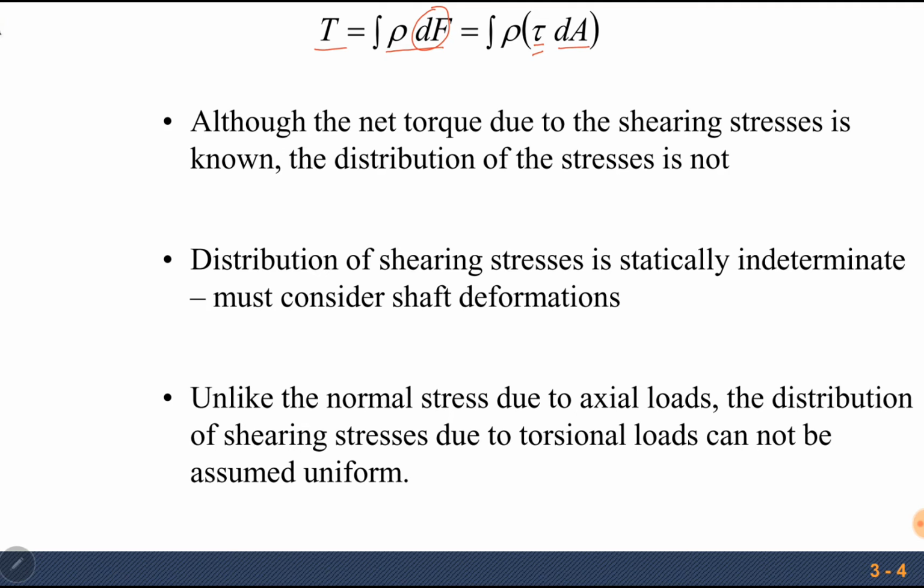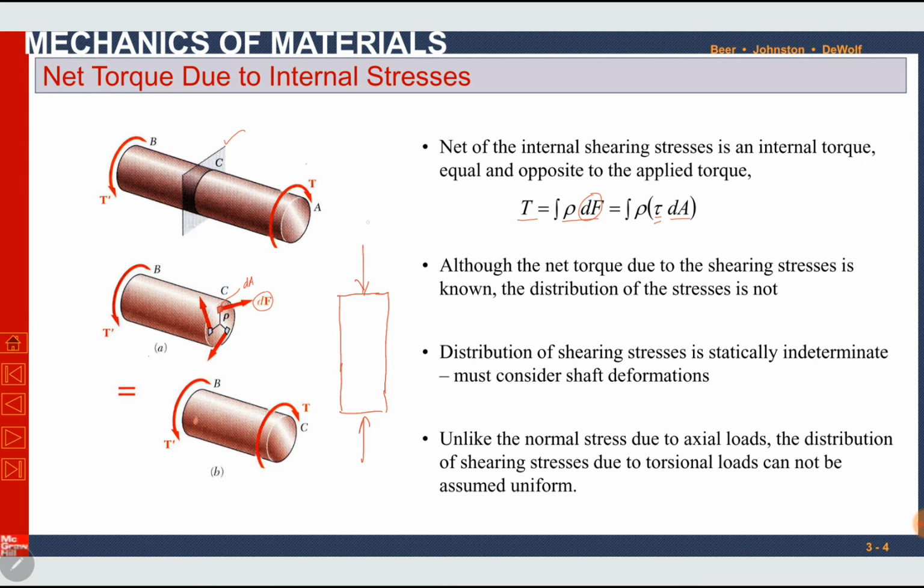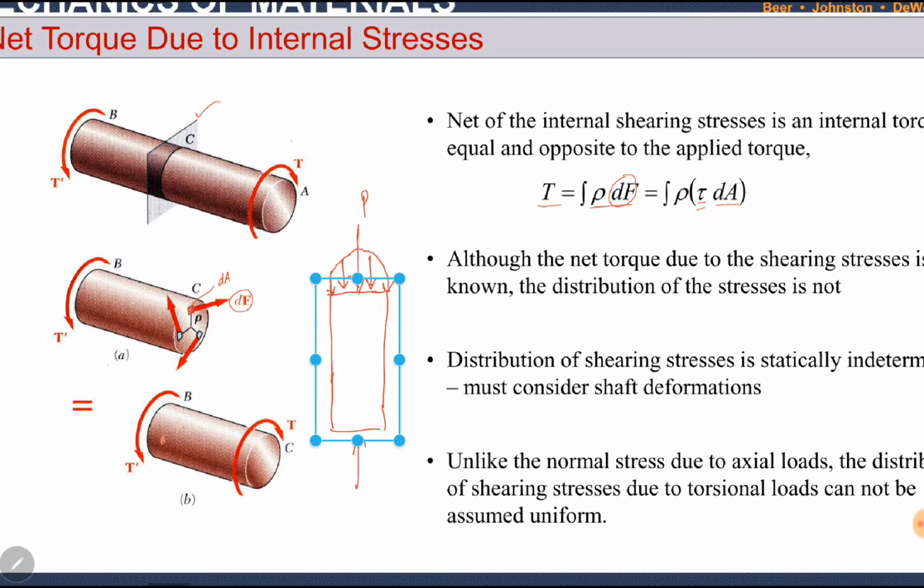Unlike the normal stress due to axial loads, the distribution of shearing stresses due to torsional loads cannot be assumed uniform. Due to axial load, usually we consider normal stress as uniform, but actually it is not uniform. For example, there is an axial load P in our previous chapter. We studied that there will be a distribution of stresses. Stress will remain maximum in the immediate vicinity of the load, but it will be minimum away from the load.